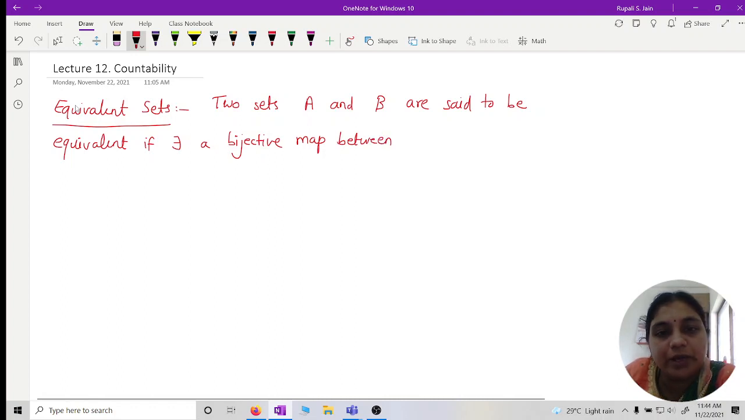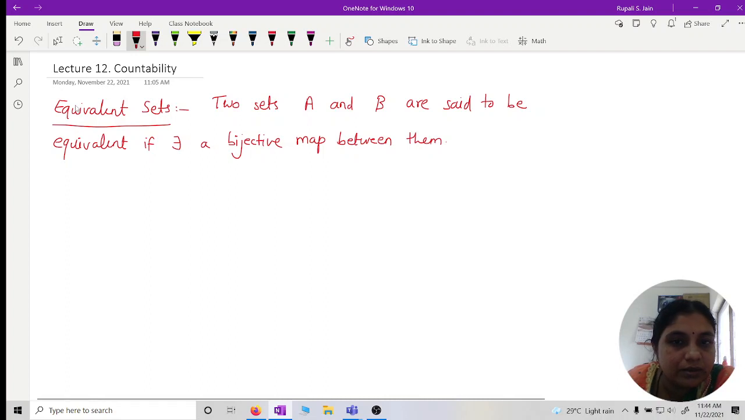What is meant by a bijective map? One-one and onto. So if there exists a bijective map between A and B, then we say that the two sets are equivalent to each other. So if A is equivalent to B, then B is also equivalent to A, since it is a bijective map.